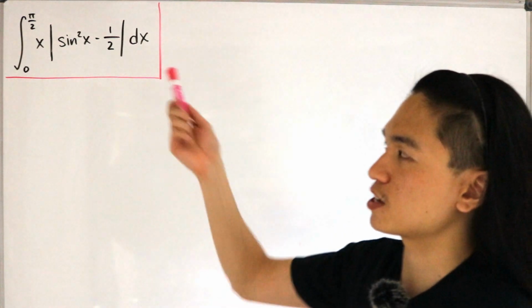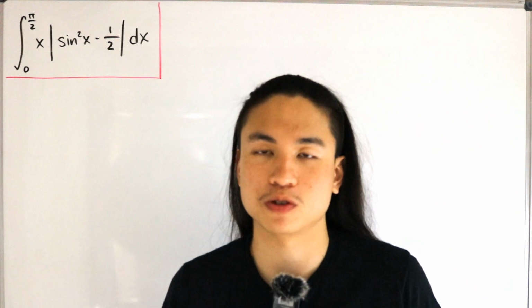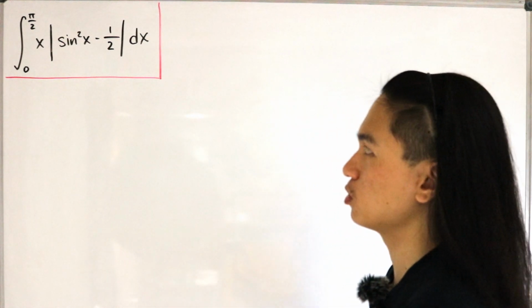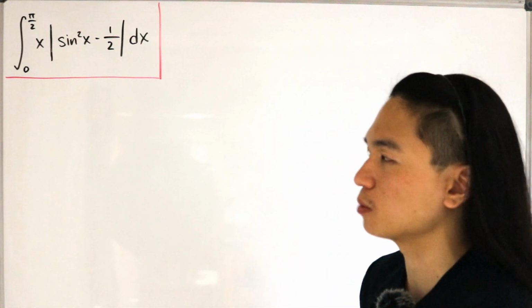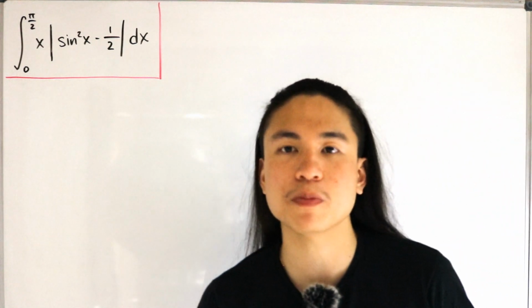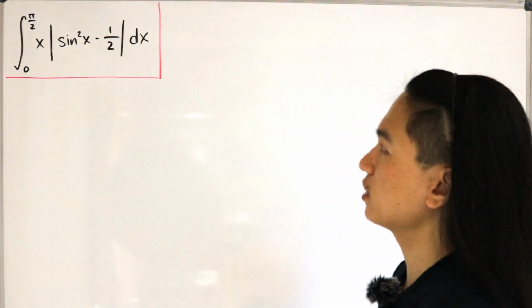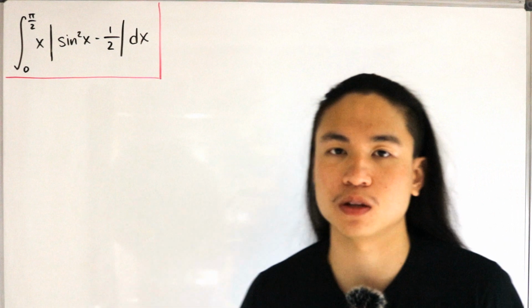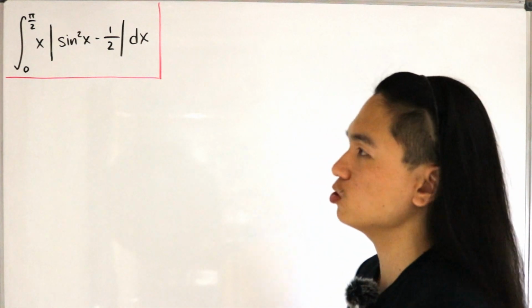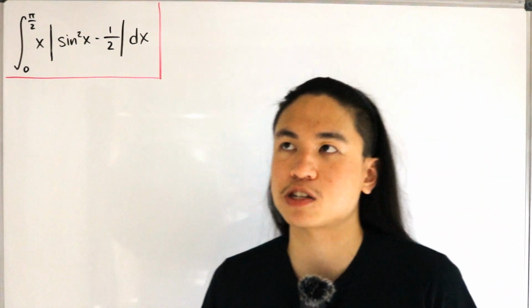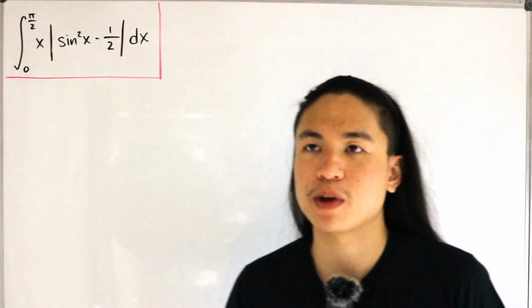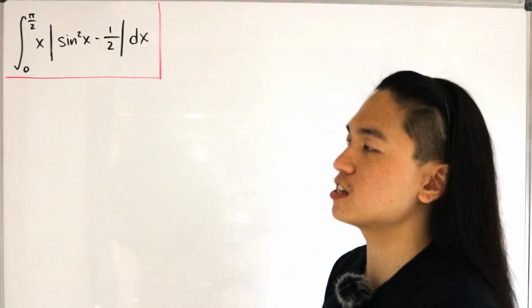Of course we have a sine square x, so you might expect to use some sort of trigonometric identity to help simplify things, which we will be using. And mainly, the absolute value is the biggest challenge in how we're going to tackle this integral, because when it comes to absolute values, those are positive functions, so we have to think of this in terms of a case-by-case situation.